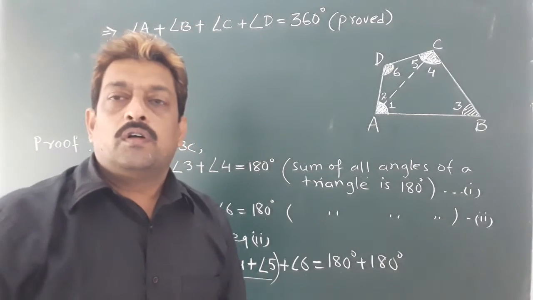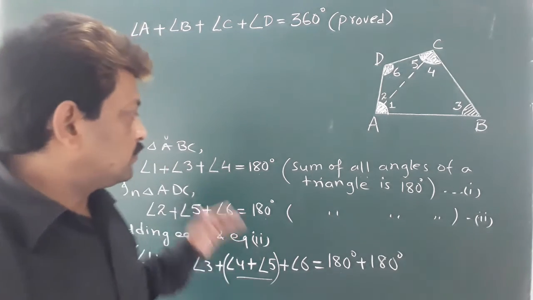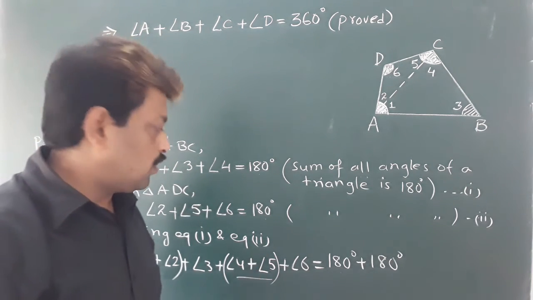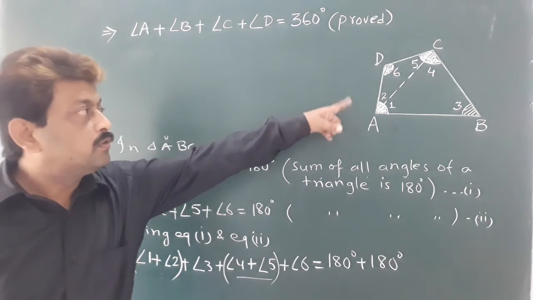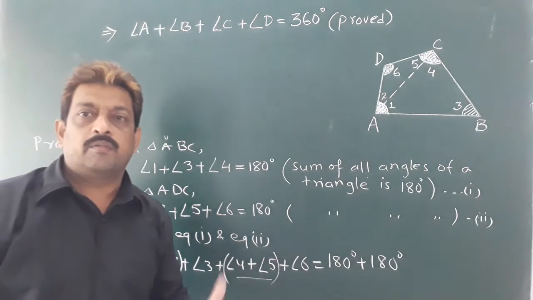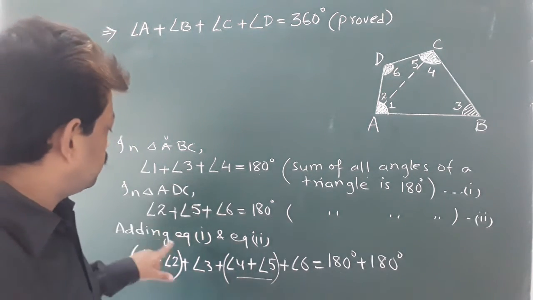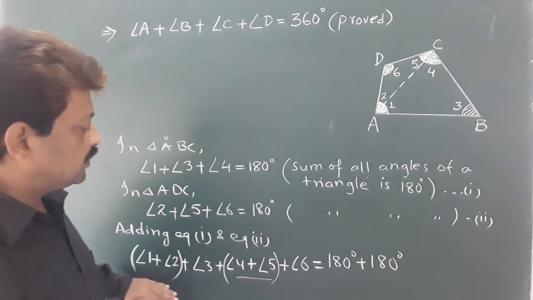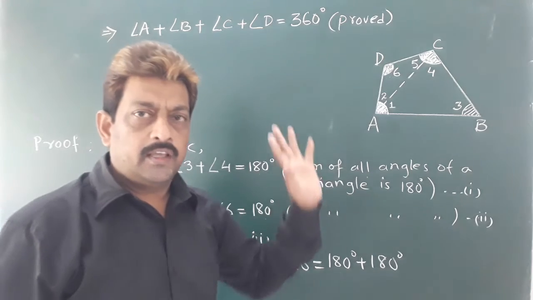So I think it is very easy for you to understand. Just go through it, see how it is done. The whole quadrilateral is divided into two triangles, and then I have applied the angle sum property of triangle. So I have got two equations. On adding these two equations, I have got the required proof. Okay.